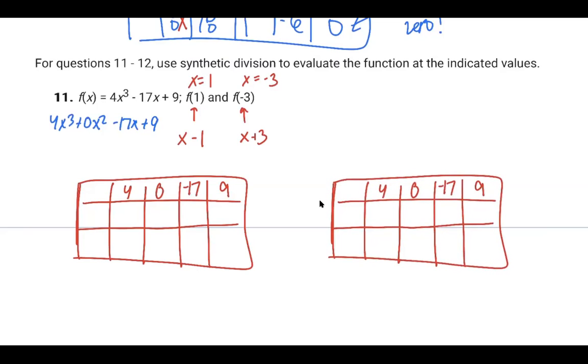But what it's asking me to do is now evaluate for f of 1. So I put a 1 there, and it's telling me to evaluate for f of negative 3. All right, so if I do 1 first, 4, 4, negative 13, negative 4. So f of 1 is equal to negative 4. All right, and that's a super simple way of doing that. f of 1 is equal to negative 4.